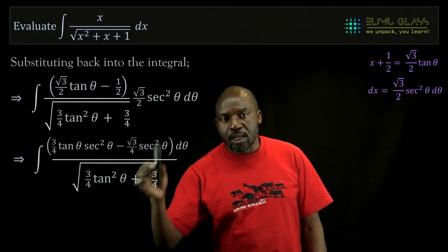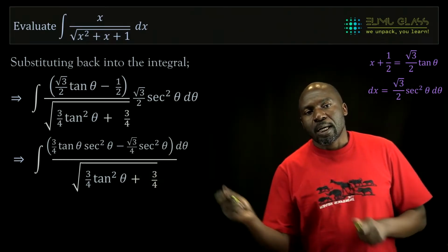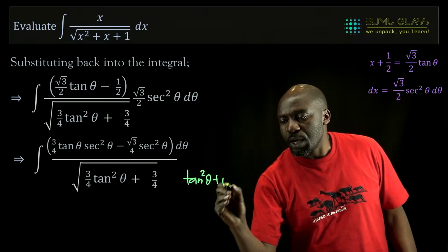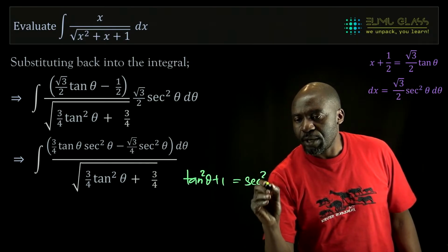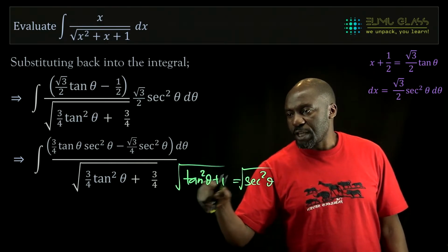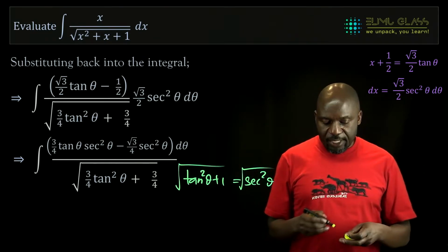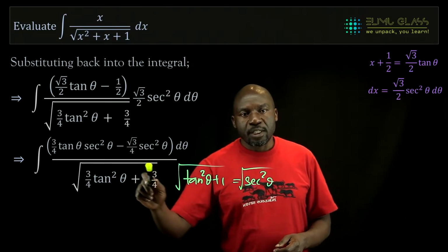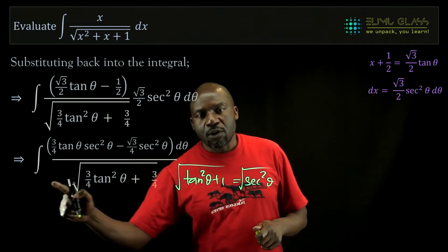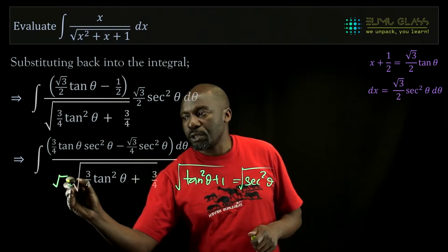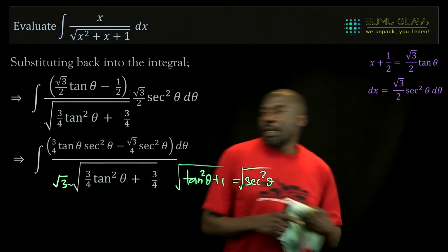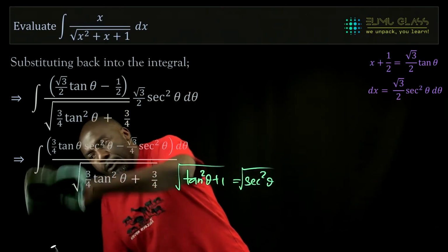Tan squared theta plus 1 is sec squared of theta. I can write that down briefly. So I'm saying tan squared of theta plus 1 is the same as sec squared of theta. So if I find the root of this, then I must find the root of that. So the root of tan squared theta plus 1 must be sec theta. So all this denominator really becomes just sec theta, except that I'm going to have root 3 out here. Root 3 will remain down there, and 2 is going to go up. Let's see how what follows.